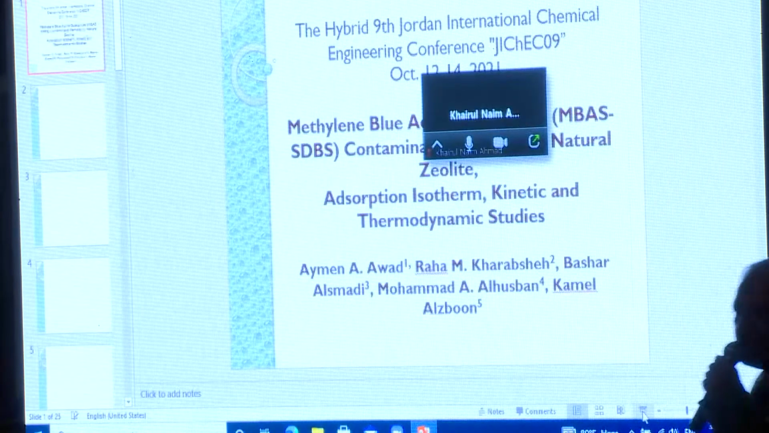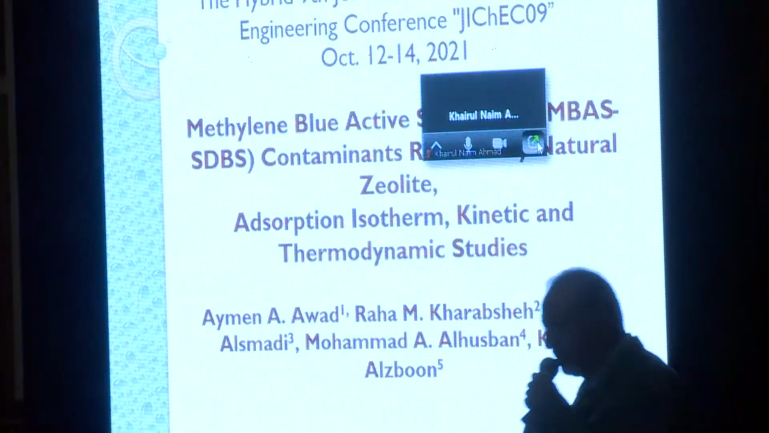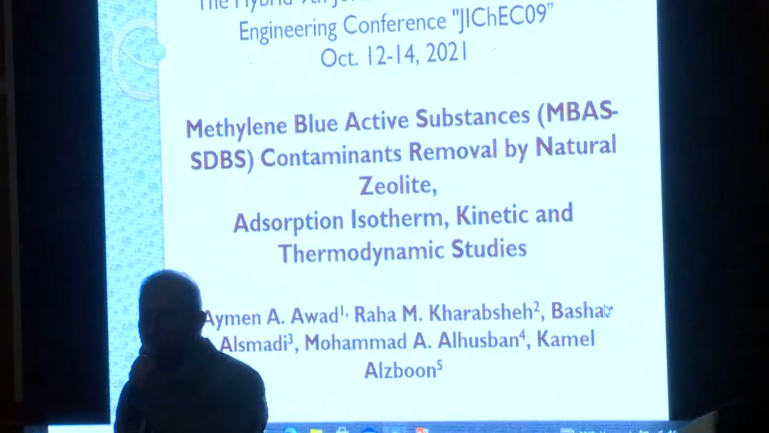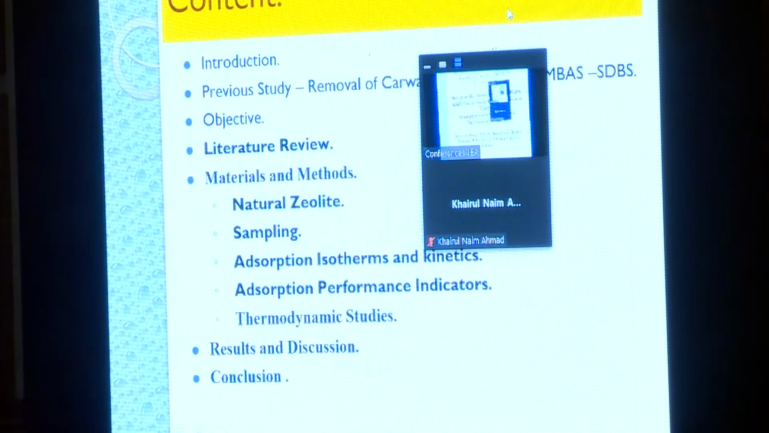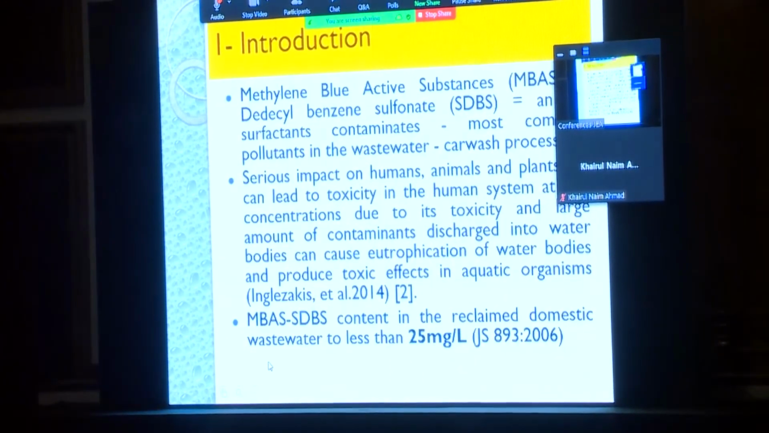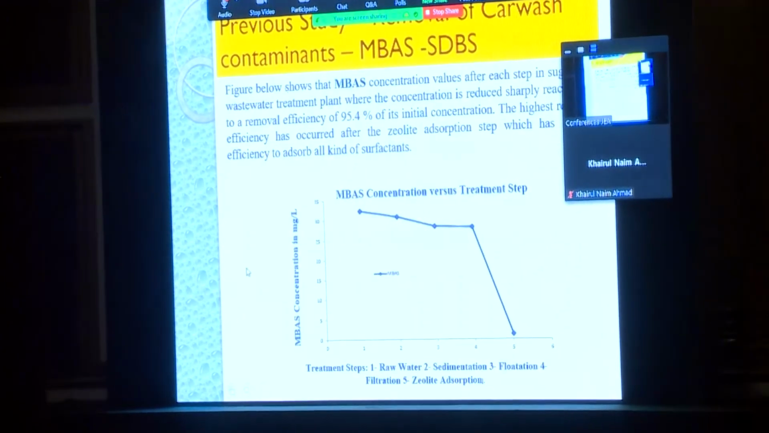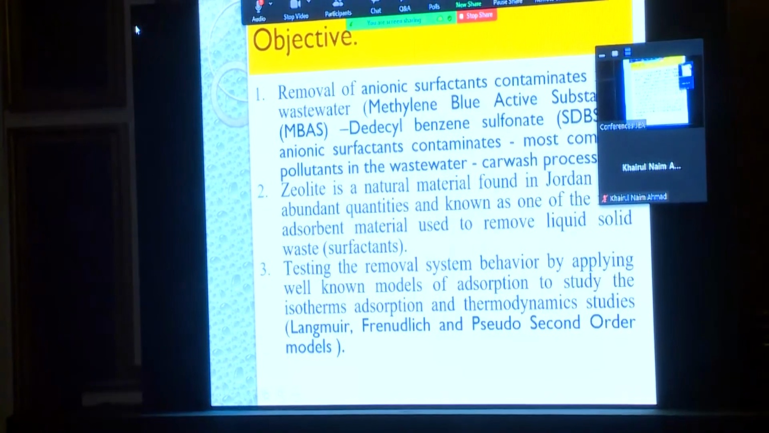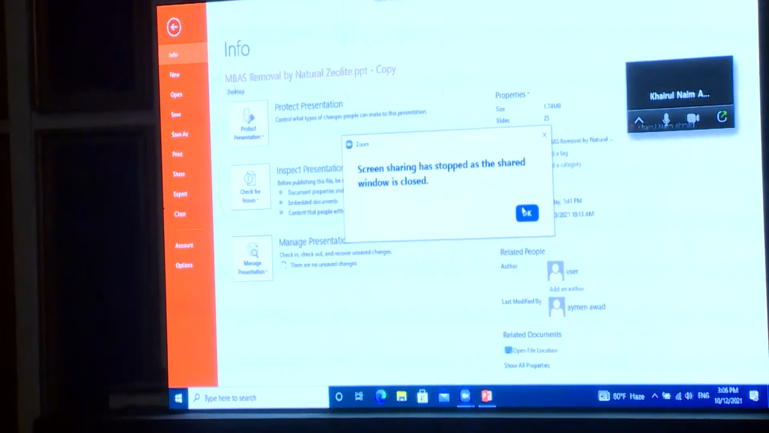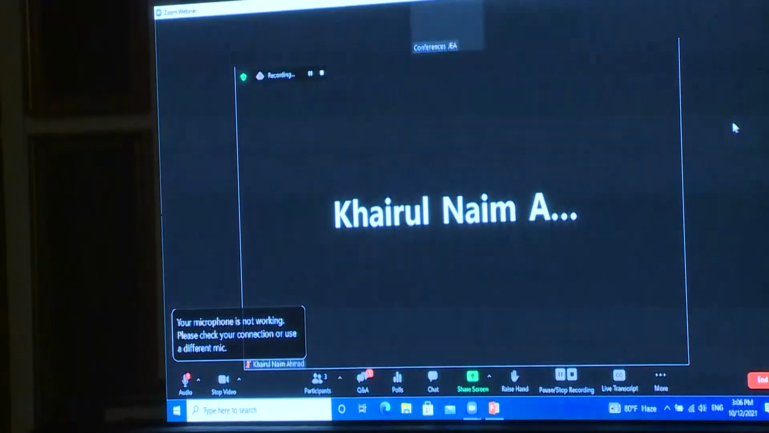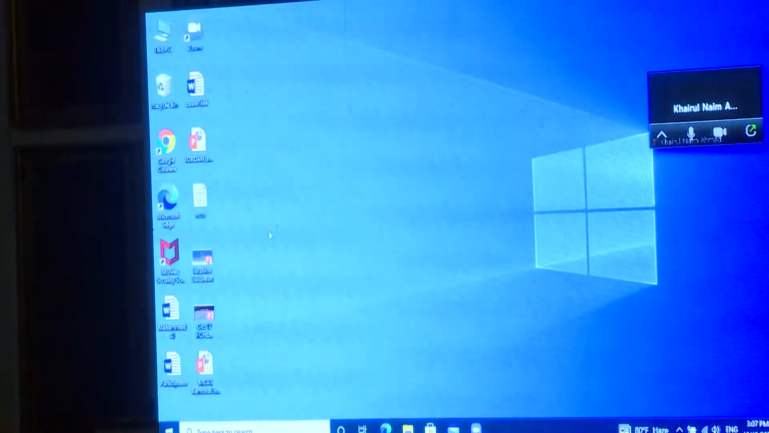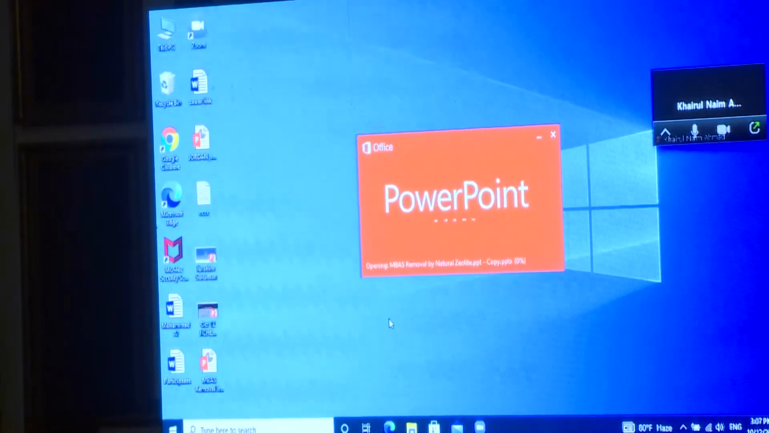You know that many industries have a lot of contaminants, and those contaminants go to the water or pollute a huge amount of water in the industry. So our target here is to remove or get rid of the contaminants. The story of our research, me and my colleagues, is how to get rid of what is called MBAS. MBAS is the method of measuring the contaminants of the surfactant ionic substances, which is didecyl benzyl sulfonate, which is used in the detergent industry. So a lot of those contaminants reach the water.